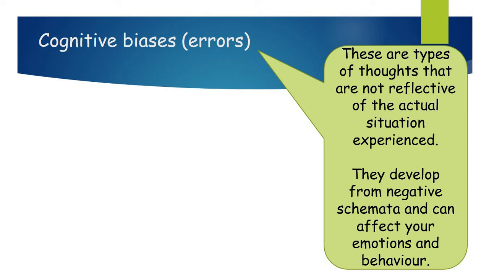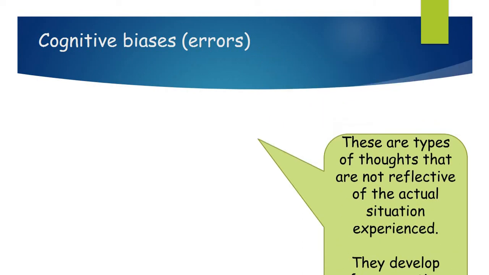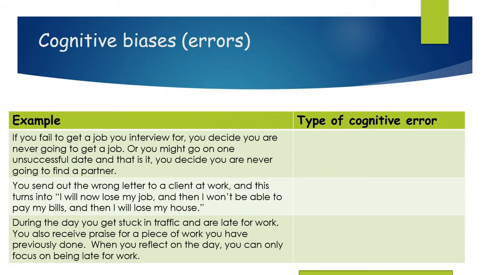Okay, so a bias is a type of thought that is not reflective of the actual situation, not reflective of the true situation. They often develop from a negative schema or schemata, that's plural for schema, and can affect your emotions and behaviour. And a cognitive bias can then have a specific error.